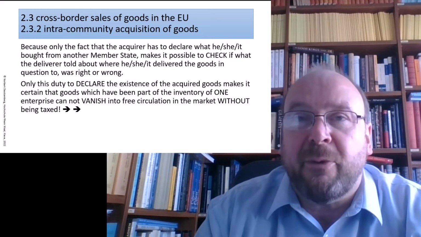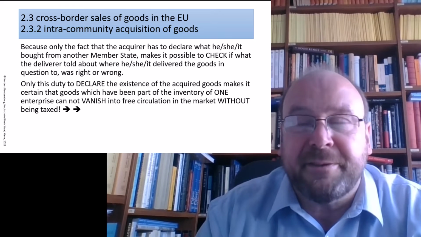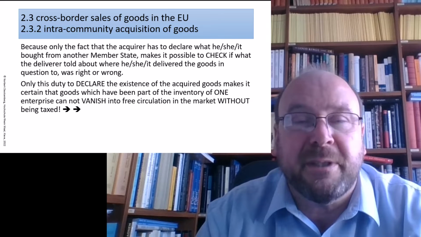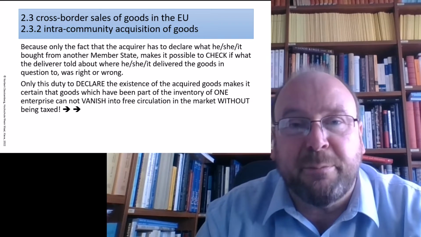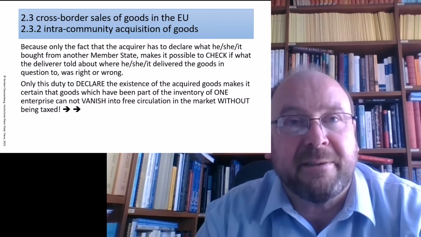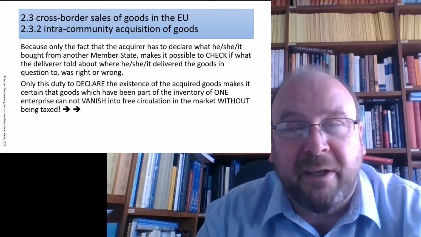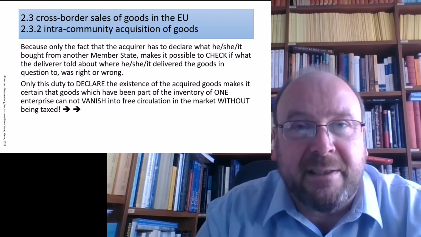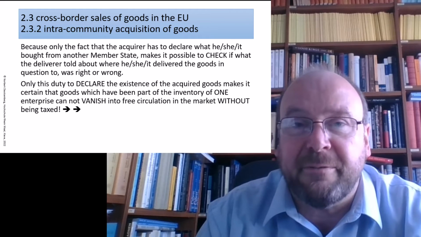Hello, our French entrepreneur Peter Paris from Paris told us that he sold goods for 1 million to an enterprise in Munich. Does that enterprise in Munich know about that transaction? Did they declare that? So they can check if the two book entries match. And that is the vital function of the intra-community acquisition of goods.